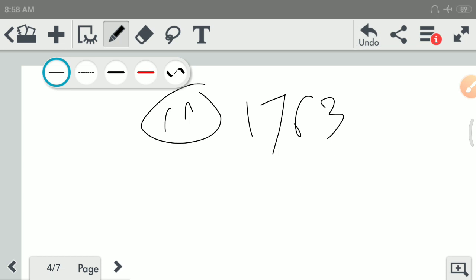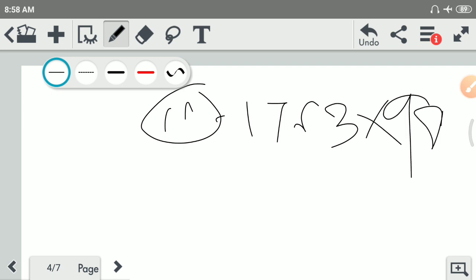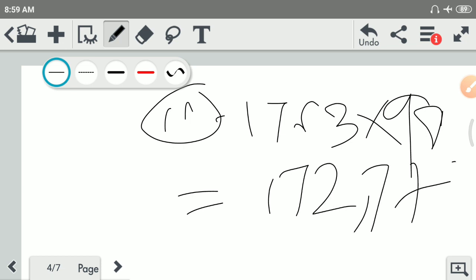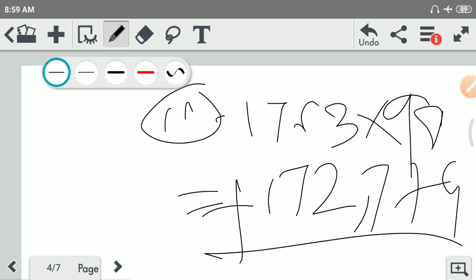One more thing, when you multiply minus 1763 into 98, you will get 172774. Then you add these two. This is negative, this is also negative, so when you add, the answer will come negative. So which answer is correct? 176,300. The answer is option C.